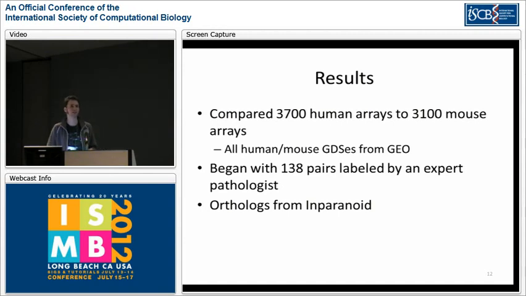For our initial training data, we begin with a set of hand-labeled pairs. An expert pathologist labeled 138 pairs, and that was our initial training data. And we take the orthologs we use from an existing database, which is InParanoid.